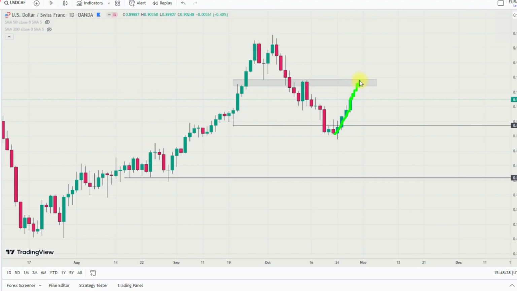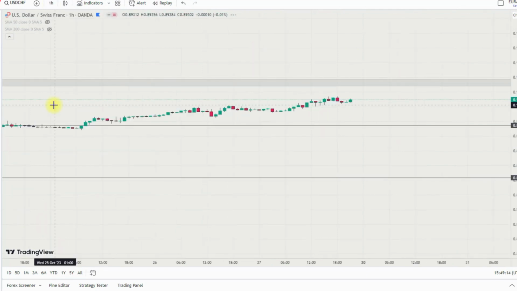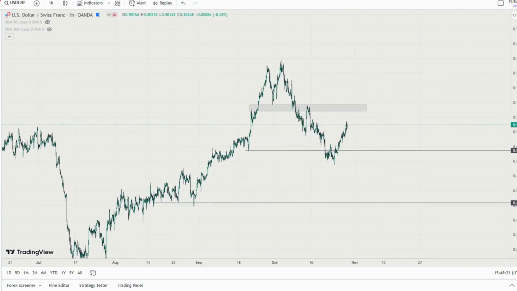Probably if price rallies back to this area, this is where I'm looking to take my sell setup on US dollar Swiss franc. My bias is to the downside, but I'm looking to take my downside position at this particular area. If the market comes to test this area and probably rejects, if I see a weak rejection candle or any rejection in the 4-hour time frame, that's where I'll be looking for a sell setup. You wait for price to come back to this area, reject, and then probably this is your first target, and then this is the second target right there.